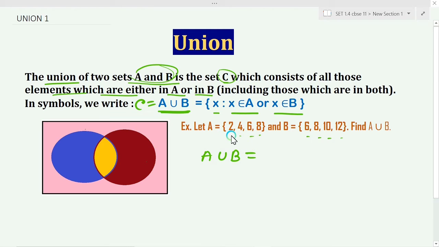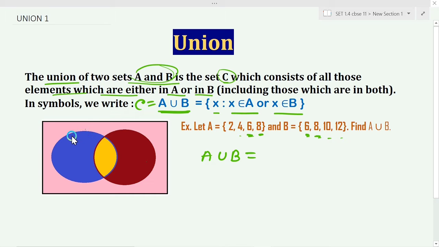Now look, there are some common elements between A and B, like 6 and 8. These two elements are common between A and B. Now look at the picture.